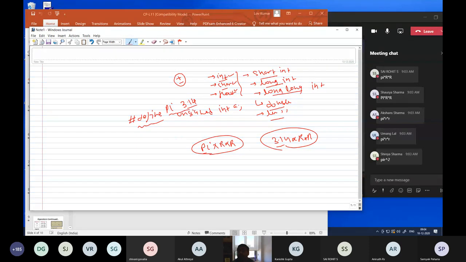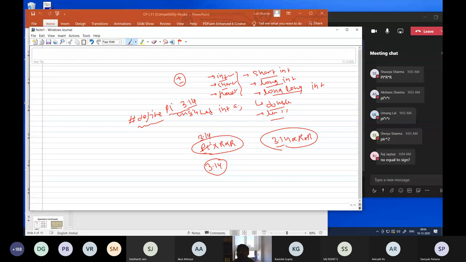So what will happen? Whenever you use pi, it will replace the pi with 3.14. So directly you can write the formula pi r square. And when you compile the program, where the pi is present, it will simply be replaced with 3.14.